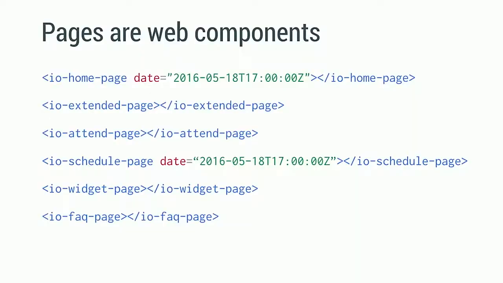We did this in our application as well. Every page in IO, in our web app, is a web component. IO-homepage, IO-extended page, even the FAQ is a web component. One reason we decided to do that was because all the JavaScript and CSS and markup particular to that page is embedded inside of this component. We get all that goodness traveling around with us for free.